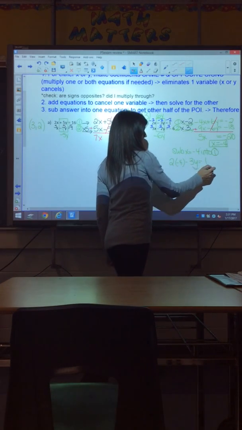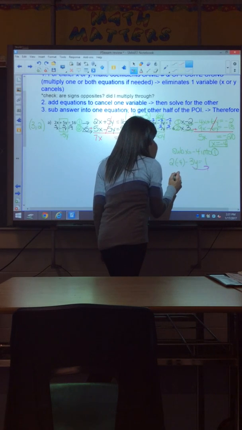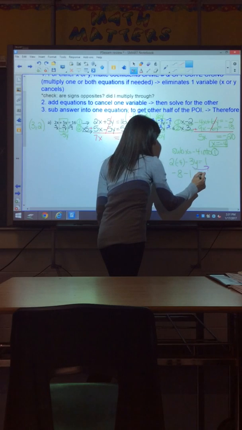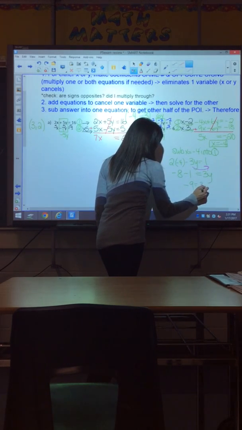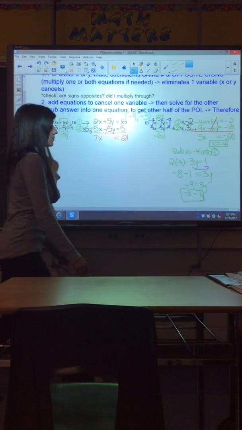Either move it to the right or divide by the negative number at the end. They're both okay. So 2 times negative 4 is negative 8. I'm going to subtract the 1 because I'm moving it to the left, equals 3y. So 3y equals negative 9, which means y is negative 3. If you left your y on the left-hand side, that's okay. Just make sure you divide it properly by the negative number.